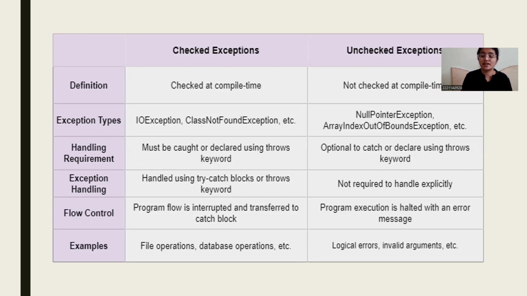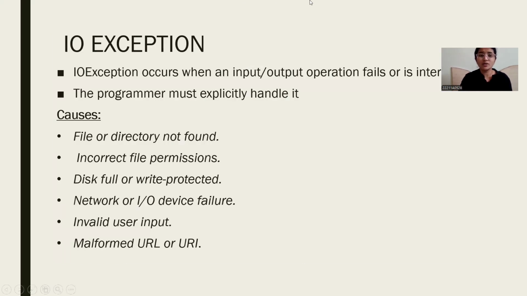Checked exceptions can also be handled by try-catch blocks, which are inbuilt. Some examples of checked exceptions are file operations, database operations, and so on. And coming to unchecked exceptions, it can be logical errors, invalid arguments, and so on. Right? Now let us discuss our main topic, input-output exceptions.